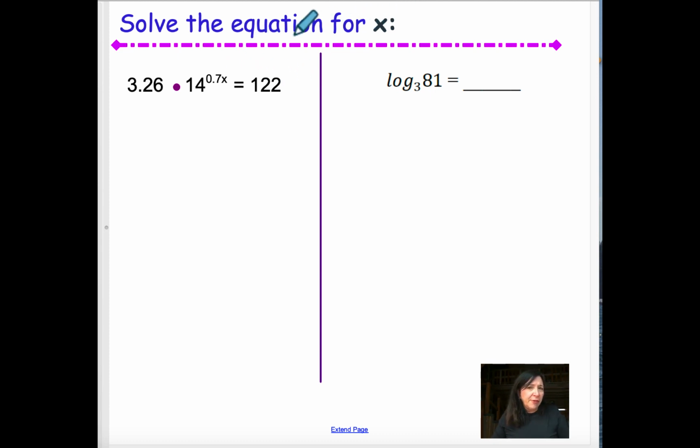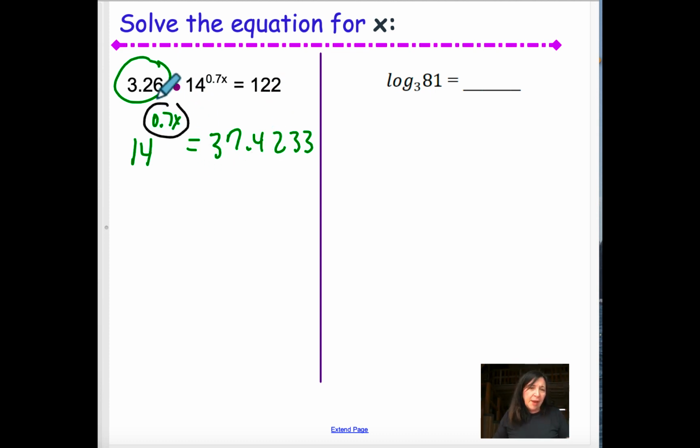For this problem, you're trying to solve this equation for x, so you need to get rid of this first. So I'm going to take 122 and divide it by 3.26, and I get 14 to the 0.7x is equal to 37.4233. And then I'm not going to get the bases the same, so you need to log. So we're going to pull the exponential value x out of the exponent's position and log both sides. So we get 0.7x log 14 is equal to log 37.4233. And then I'm going to divide both sides by log of 14.